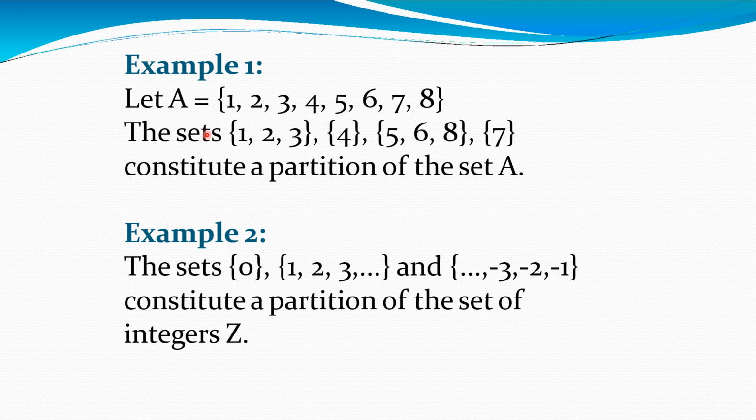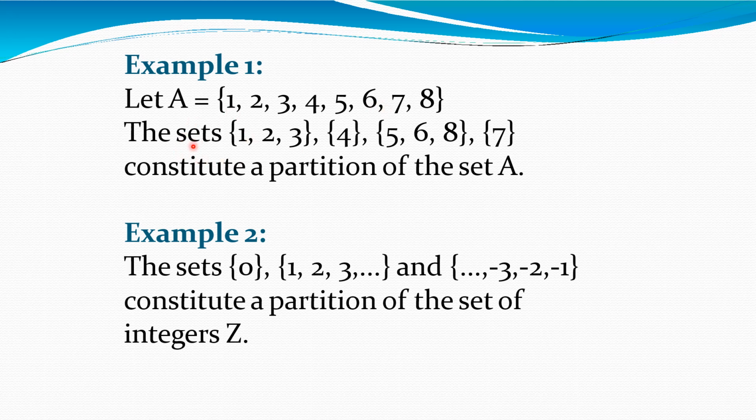Now see this set A is equal to {1, 2, 3, 4, 5, 6, 7, 8}. Now, if you consider the sets {1, 2, 3}, {4}, {5, 6, 8}, {7}. Now, all these 4 are subsets of A. All are non-empty. Then union of {1, 2, 3}, singleton {4}, {5, 6, 8}, singleton {7} is nothing but 1, 2, 3, 4, 5, 6, 7, 8, means entire set A.